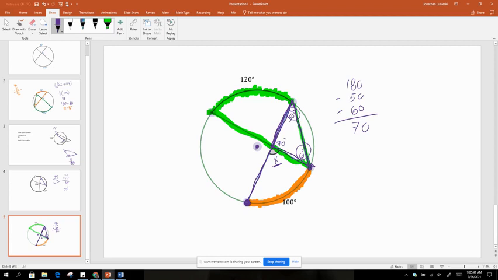And so now to solve for x, those make a linear pair. So we can say, well, 180 minus 70 is equal to 110 degrees. Or if we use the exterior angle theorem, we could say that x is equal to those two angles of the triangle, 50 plus 60, x equals 110.